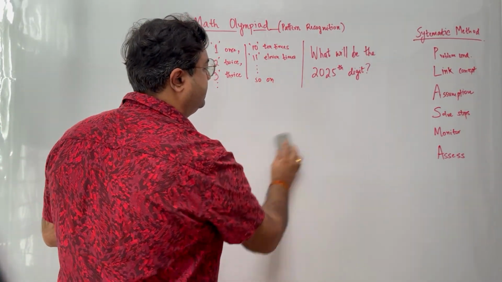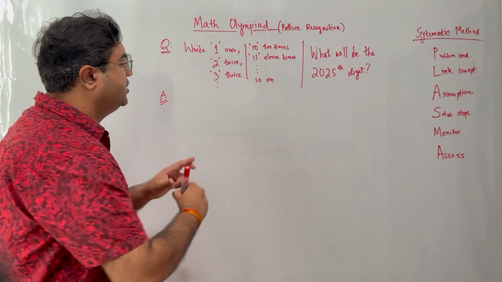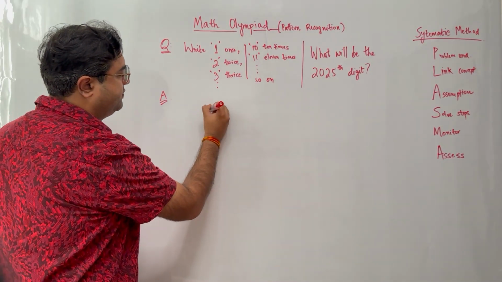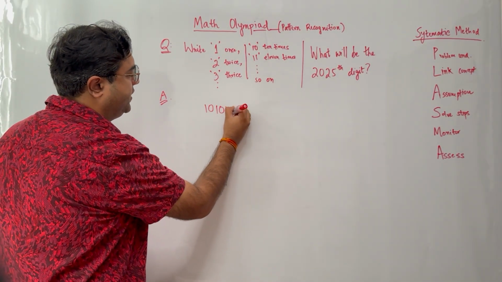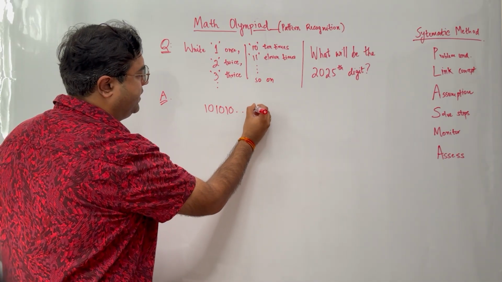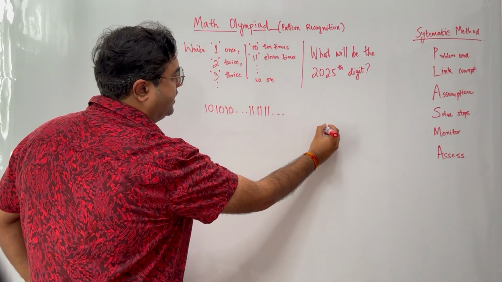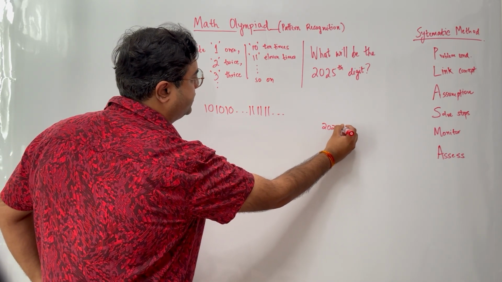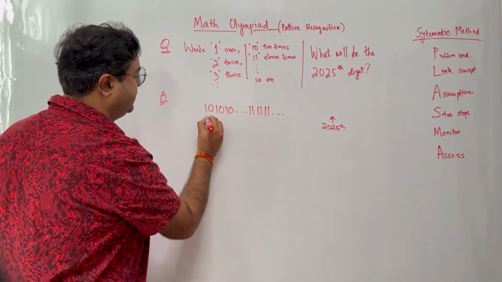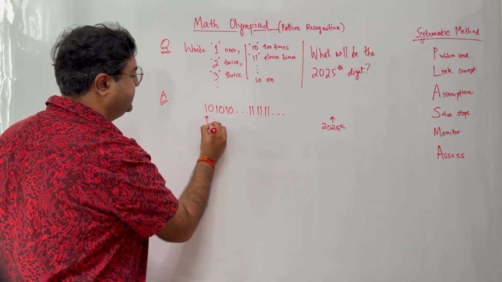And so it will be 10, 10, 10, then 11, 11, 11, all the way. And we have to find the 25th digit. So this is the 46th digit.